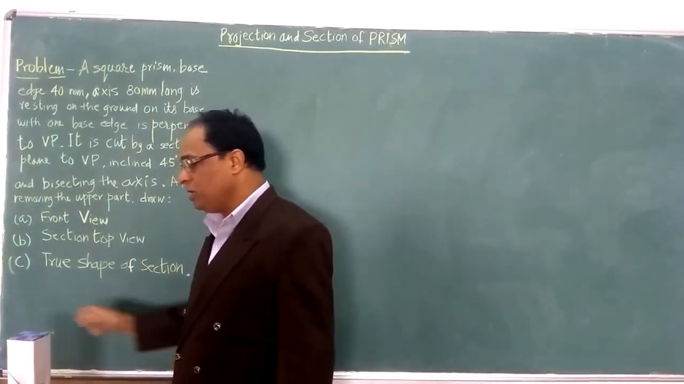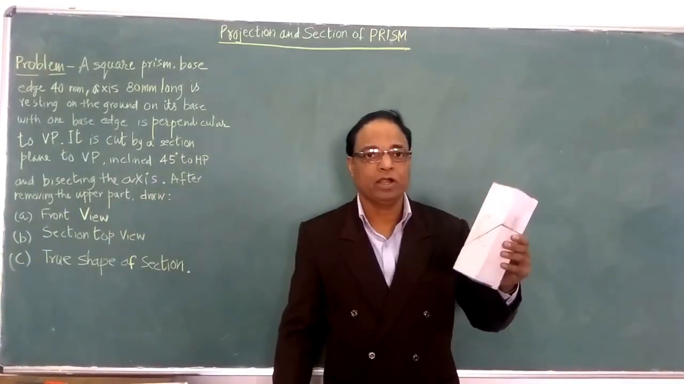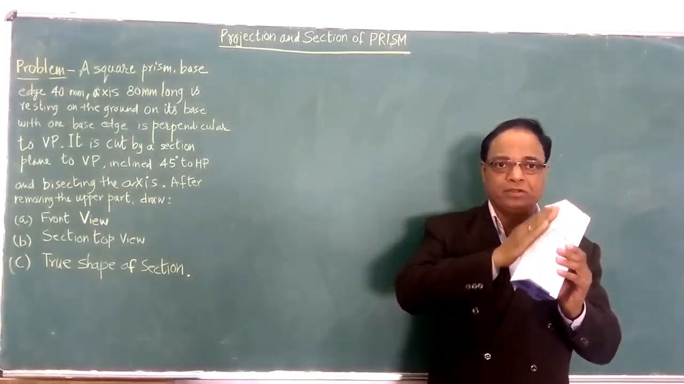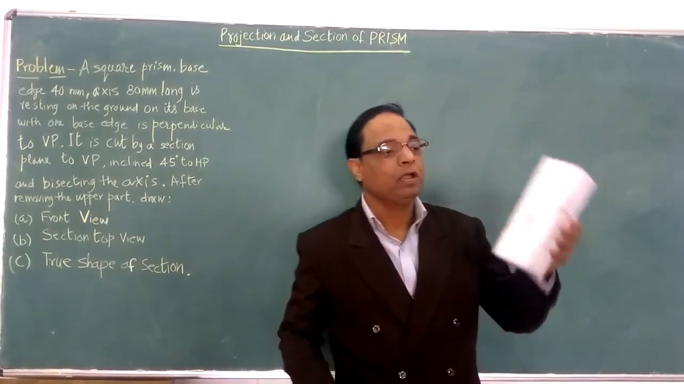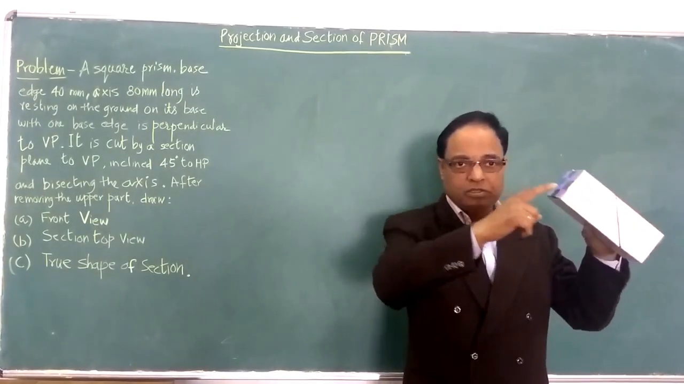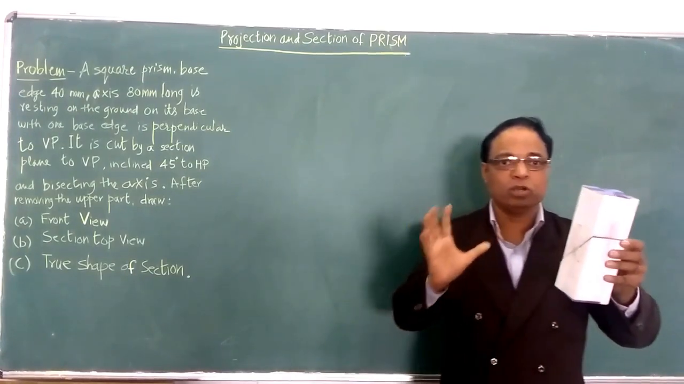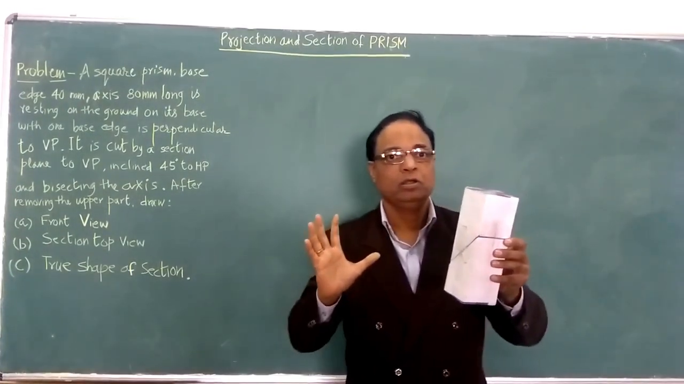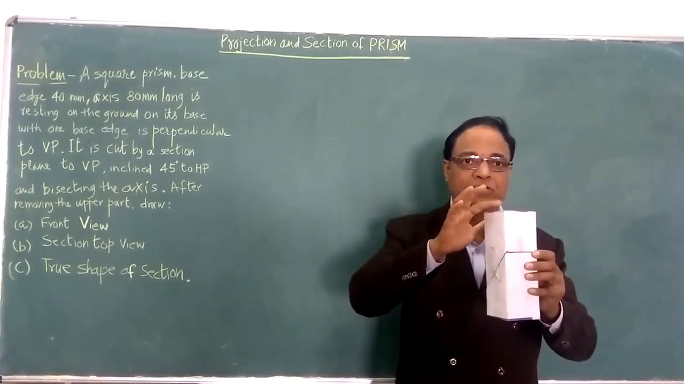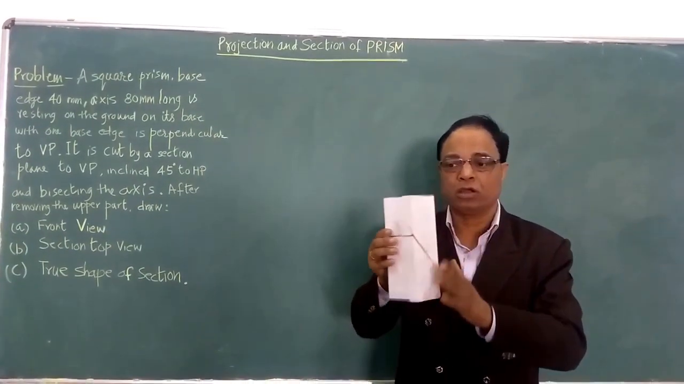What is a prism? This is a prism. A prism is a hedron. Hedron means a solid bounded by all flat surfaces, only flat surfaces. A prism is a hedron having two bases. This is one base and this is another base. Two bases, and the base is a regular polygon, so its shape will be regular. Both bases are joined by a number of rectangular planes which are called faces.